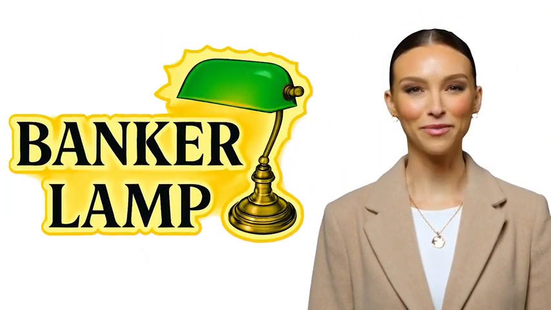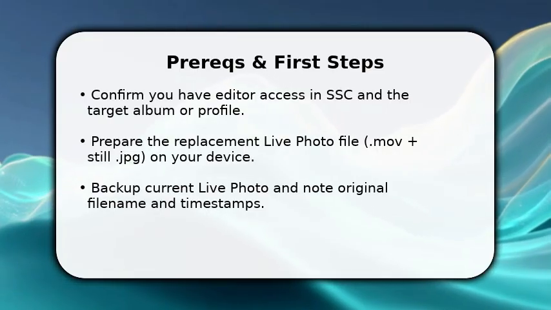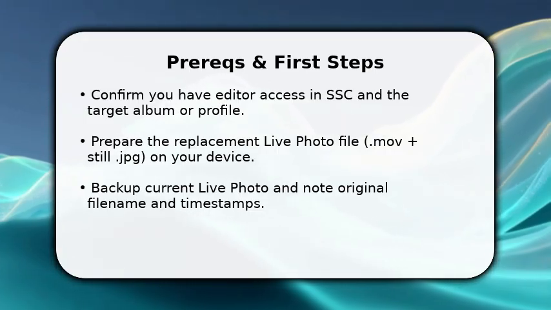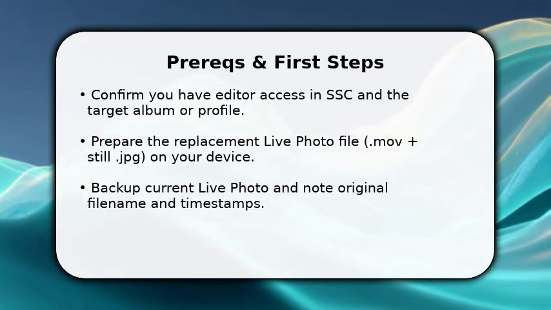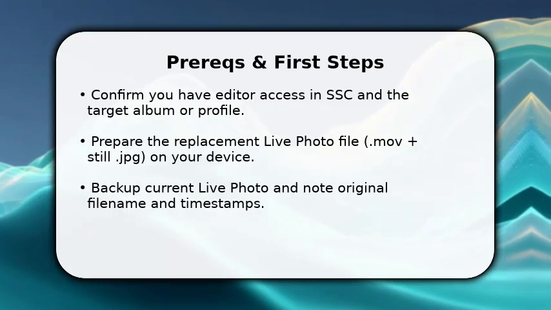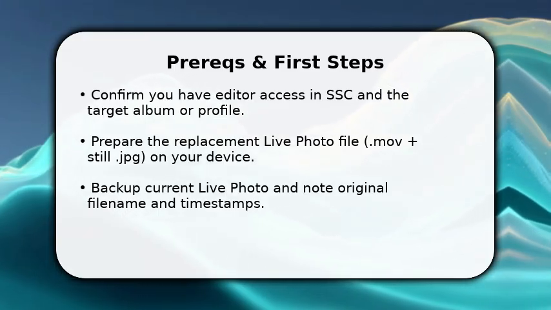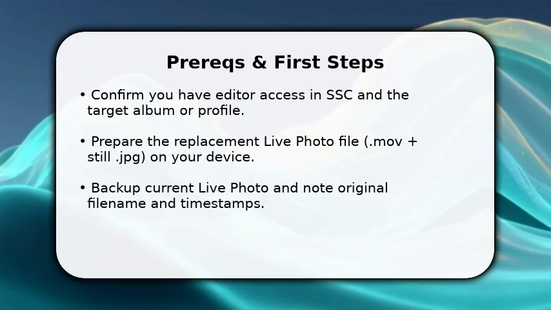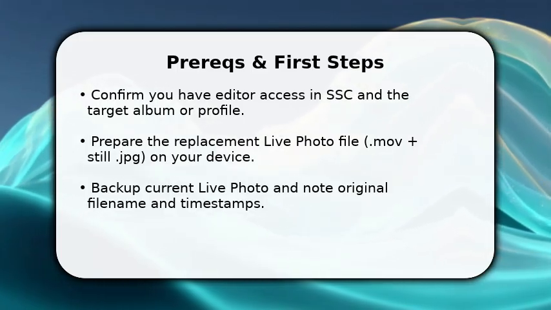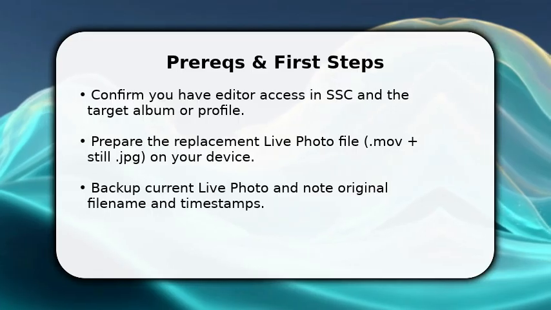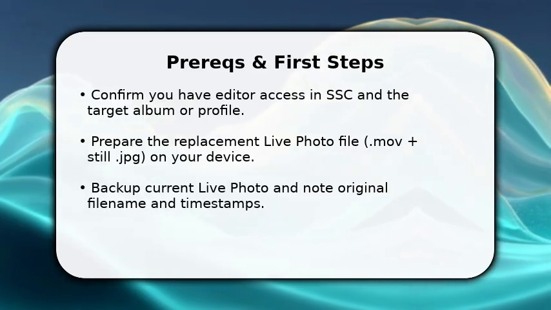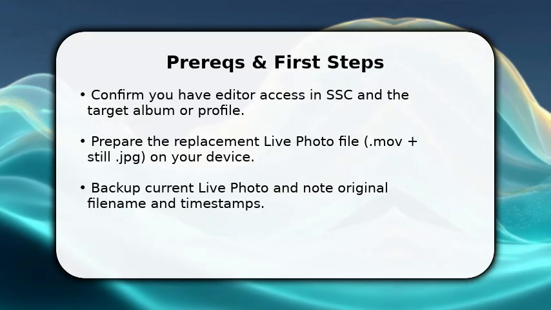Please enjoy the video. You start with access and the exact file ready. You must be an editor in SSC. Once confirmed, locate the current live photo entry. Next, prepare the replacement as both the short motion, MOV, plus a high-quality still, JPG. Make a backup of the original live photo and record its file name and timestamps so you can revert if needed.